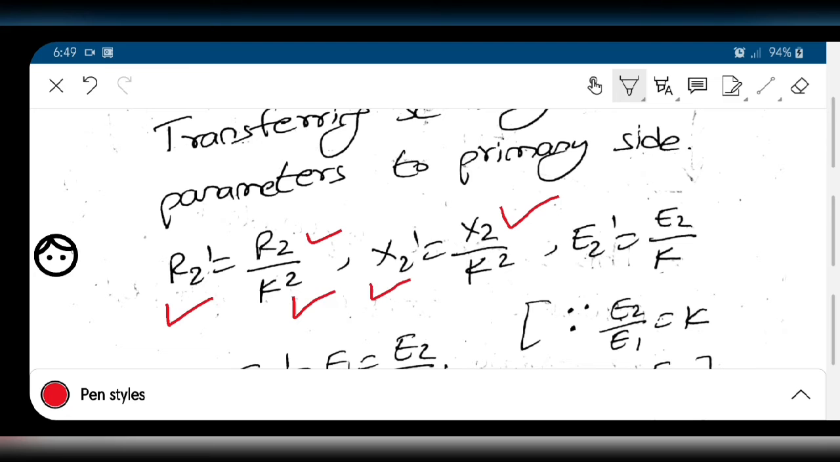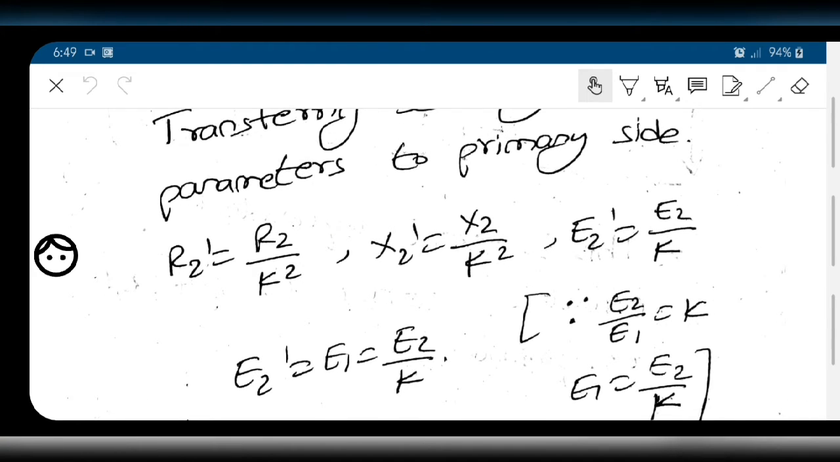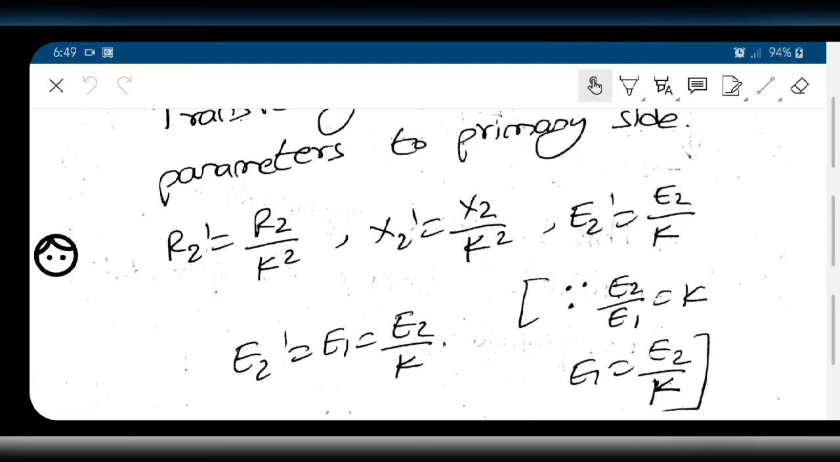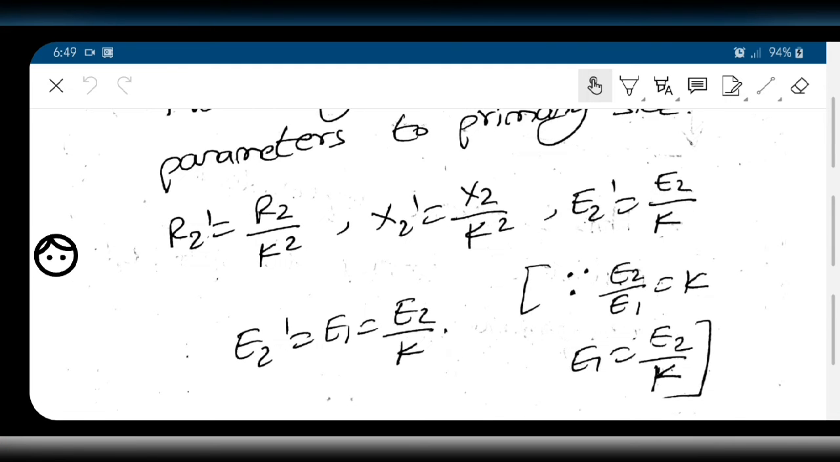Next, coming to the voltage parameter, E2 dash is equal to E2 by K. Whenever a voltage parameter or voltage is transferred from secondary to primary, we should divide it by K, that is, the transformation ratio K. You can get this using this relation.